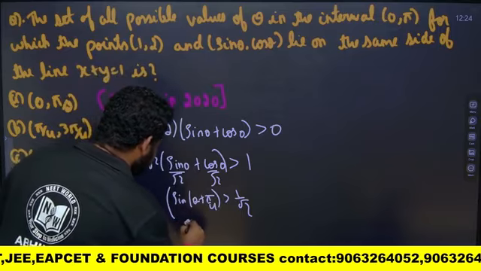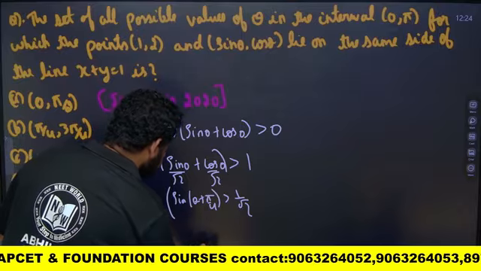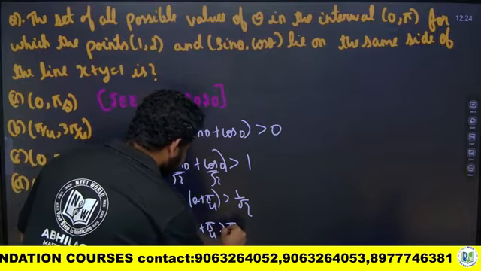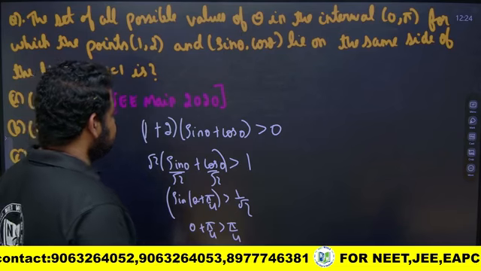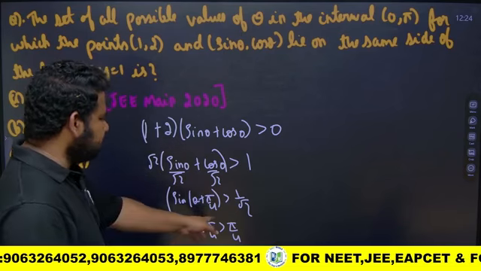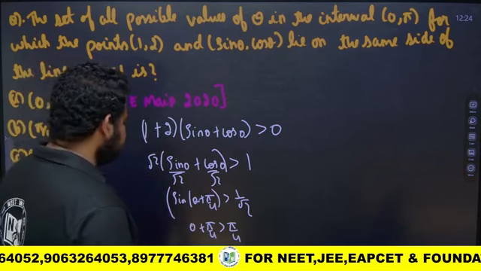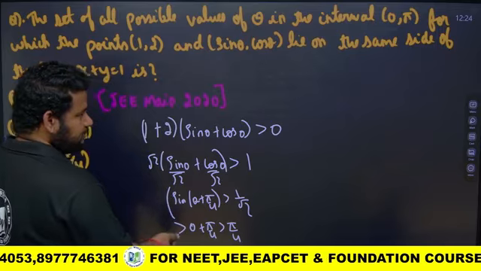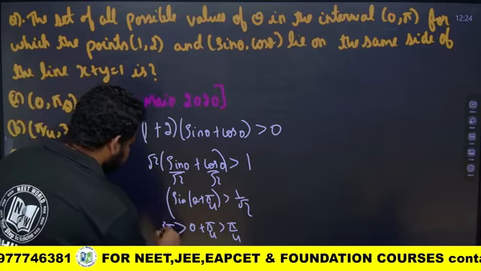Or I can write it as theta plus pi by 4 is greater than pi by 4. But they are telling it is lying between 0 to pi. So theta plus pi by 4 is greater than pi by 4, but it is less than another pi by 4 added to... which is less than pi, that is 3 pi by 4.